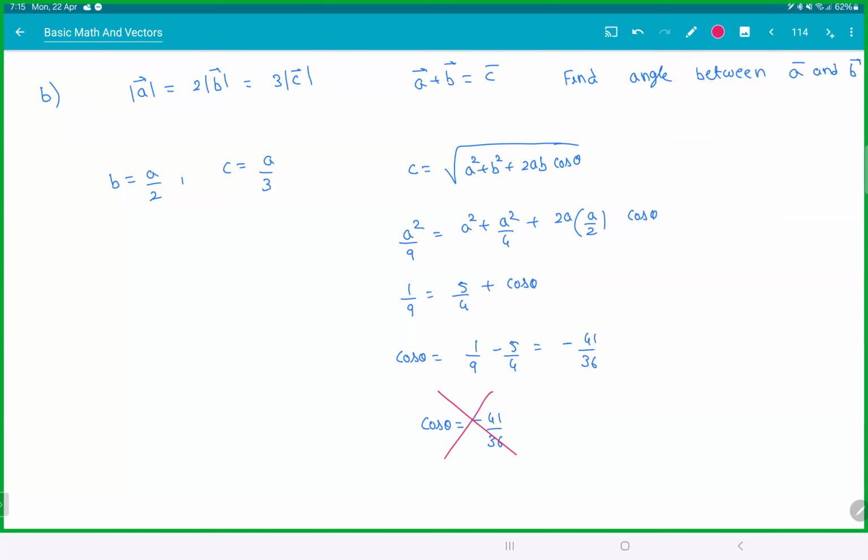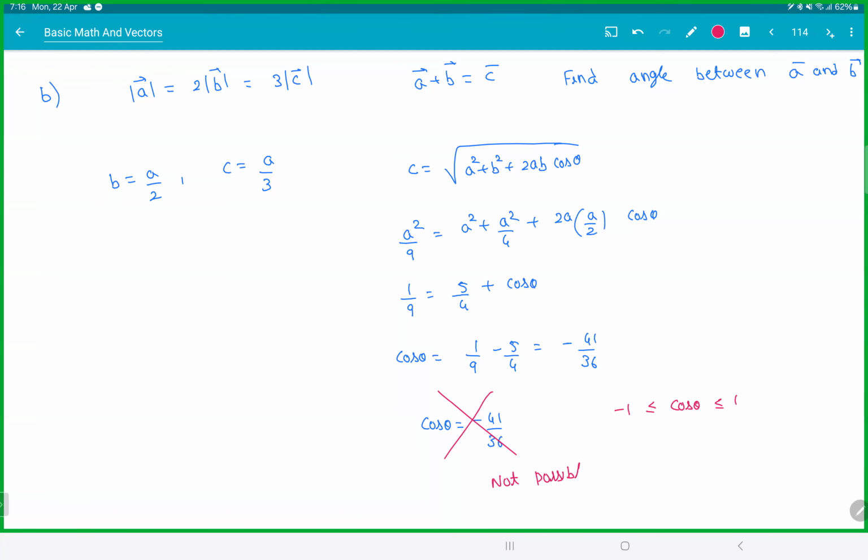Why? Calculations are right. Cos theta's value lies between 1 and minus 1. This exceeds minus 1. Are you getting it? Minus 41 by 36 is lesser than minus 1. Such values cannot exist. The problem is such vectors don't exist. This is not possible.